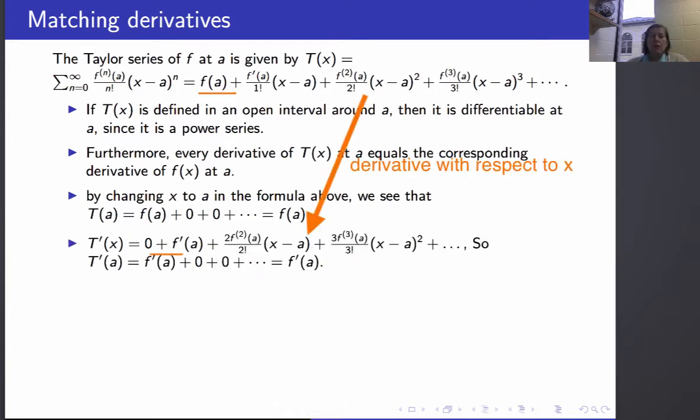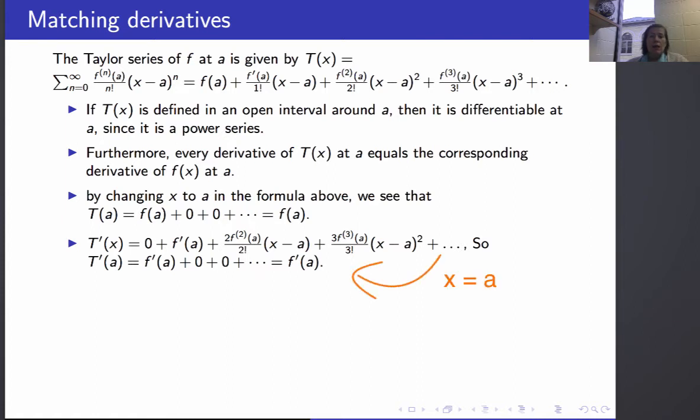And the first derivative of this Taylor series at any value of x is 0 for the constant term, plus, when I differentiate f prime of a times (x minus a), I just get f prime of a, plus when I differentiate the next term, I get the second derivative of f at a over 1 times (x minus a), etc., etc. And when I plug in x equals a into my expression for the first derivative of T, I get f prime of a plus a bunch of terms which are all 0, because in the expression for T prime of x, they have an (x minus a) to the power of something equal to 1 or higher.